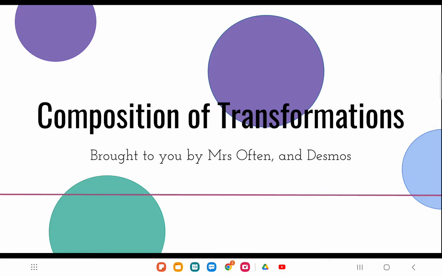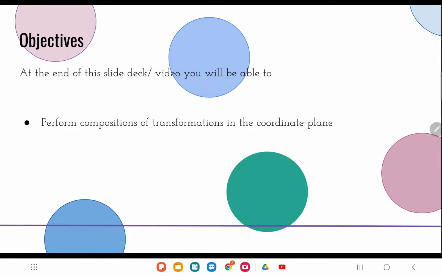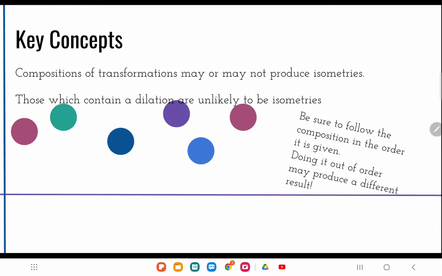This lesson is on composition of transformations in the coordinate plane. By the end of this slide deck or video, you will be able to perform compositions of transformations in the coordinate plane, and you will be able to use the function notation to determine what transformation you should be doing with a given set of points or a polygon. These transformations may include rotation, reflection, dilation, or translation.